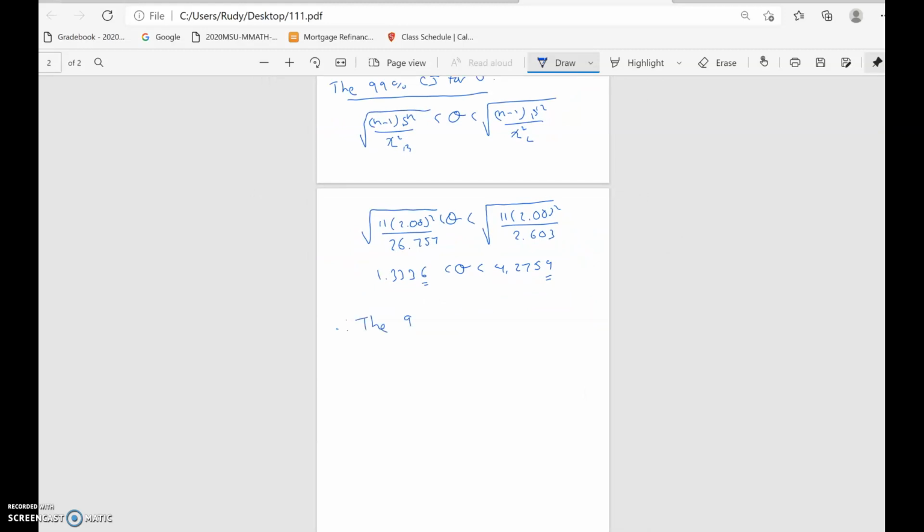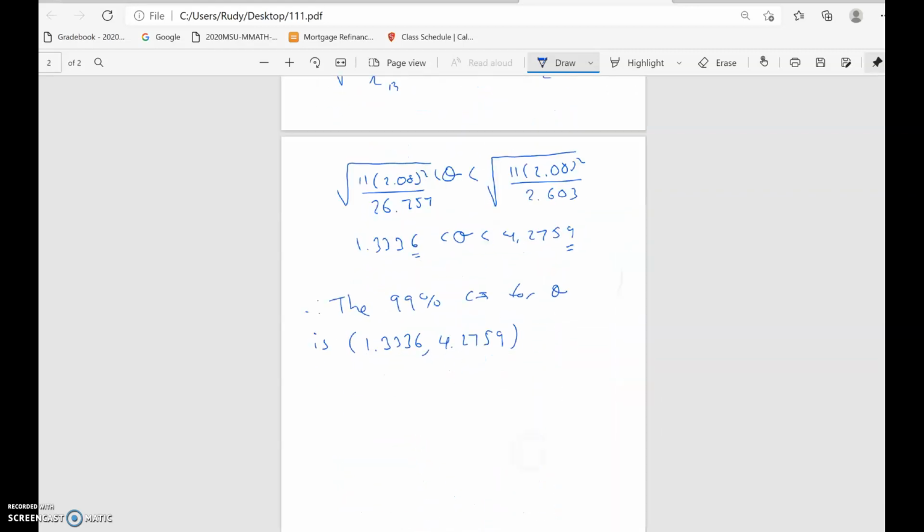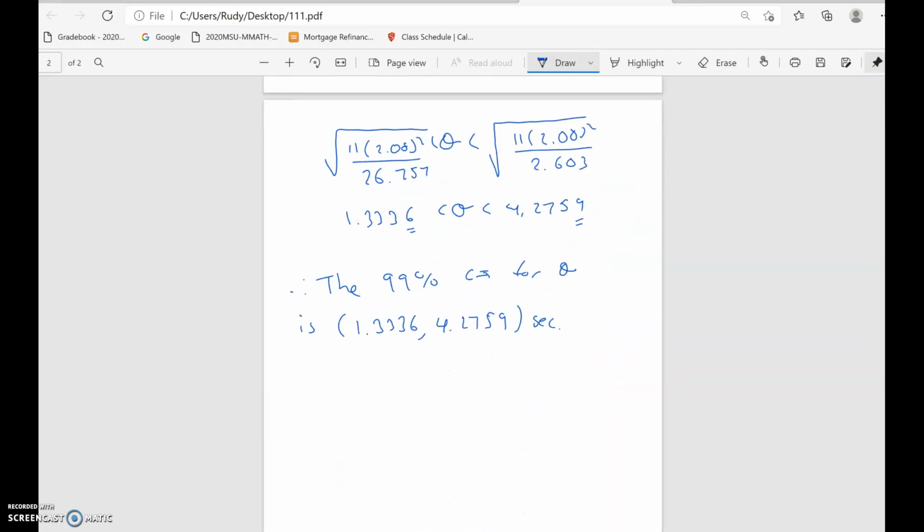This would be the 99% CI for sigma, which happens to be around 1.3336 to 4. This looks like a 9, let me fix it. 4.2759. And then let me double check the units. I believe it's seconds. So this would be seconds on the units. That would be our final answer.